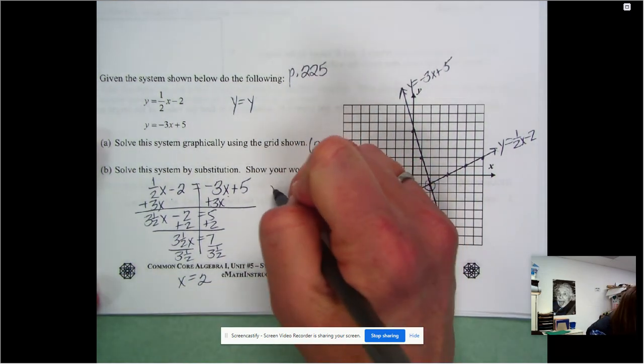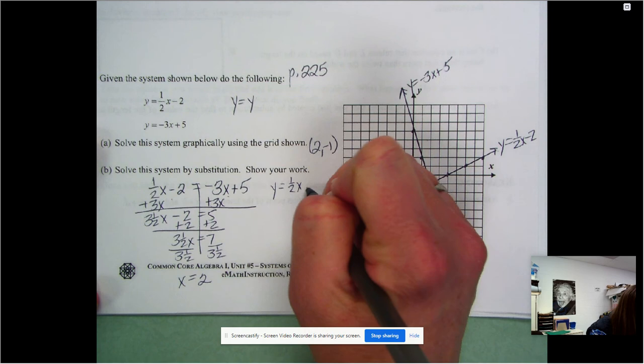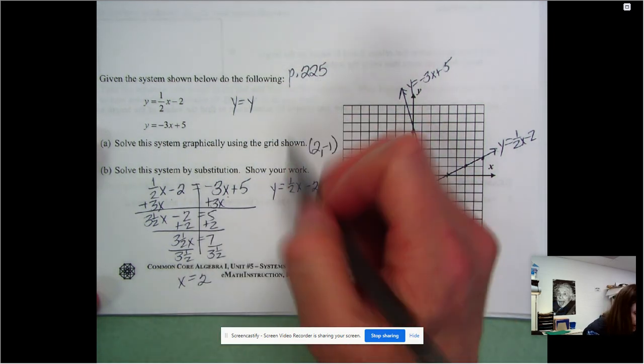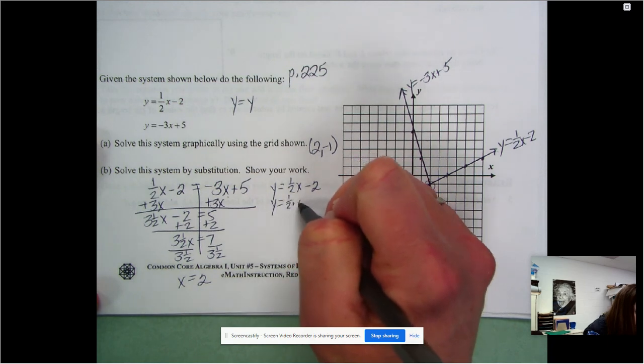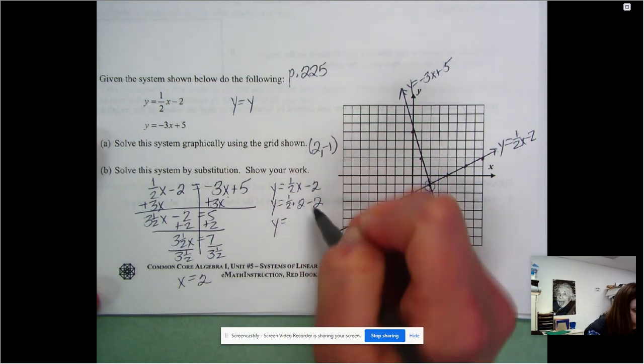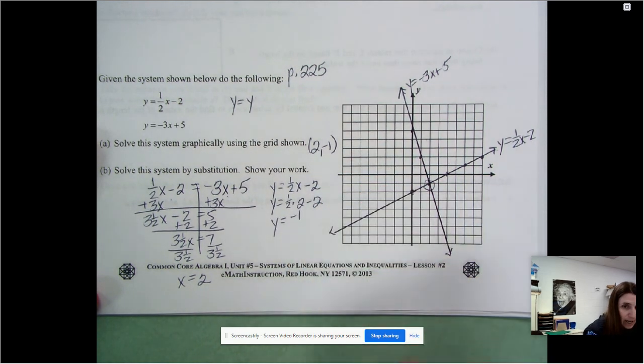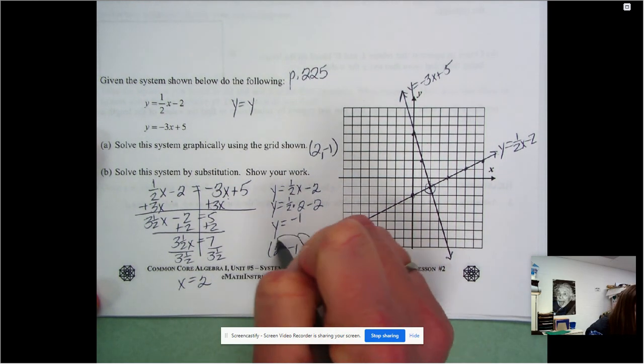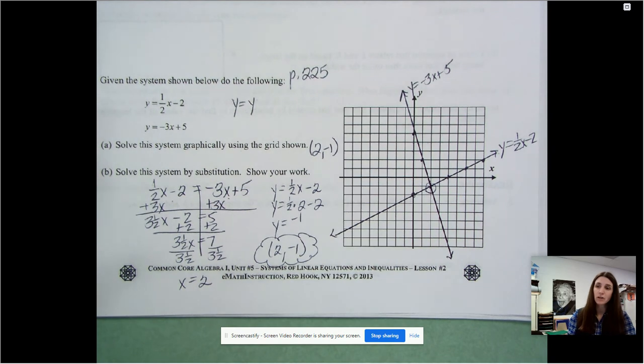So now we're going to use one of the equations to plug back in. We have y equals 1/2 x minus 2. Again, it doesn't matter which equation you pick. We have y equals 1/2 times 2 minus 2. Typing that into my calculator, I get y equals negative 1. So again, I've solved that (2, negative 1) is the xy solution for this system.